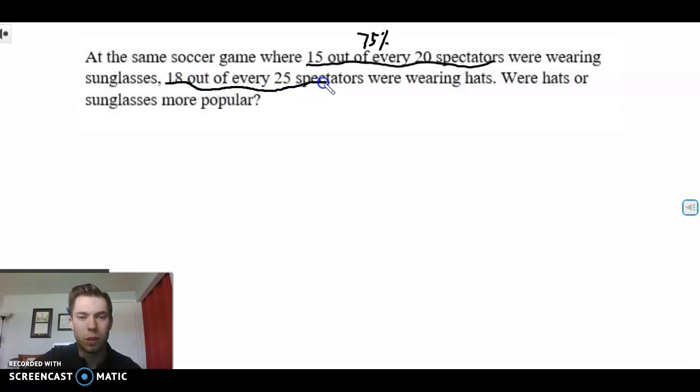18 out of every 25 spectators were wearing hats. So we got sunglasses and we got hats. We don't know, were hats or sunglasses more popular? Well, we know right now that 75% of the spectators are wearing sunglasses. So we got to figure out, out of 100, how many spectators were wearing hats. And we want to know that percent. So we will go ahead and compare that. So we have 18 out of 25 here. We want to know the percent, or out of 100, how much would that be?